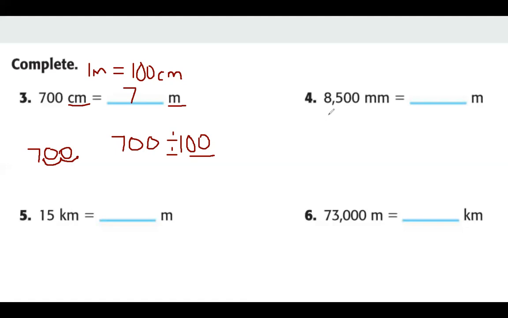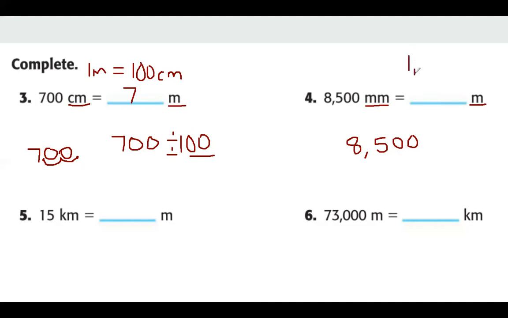Okay, let's look over here at number 4. 8,500 millimeters equals how many meters? I'm looking over at my chart and I can see that millimeters is smaller. So again, just like this one, I will be dividing. So that means I'm going to divide 8,500 by something, but I need to figure out how many millimeters are in 1 meter. And if I look over here, there are 1,000 millimeters in a meter. So that means I'm going to divide by 1,000, boys and girls.